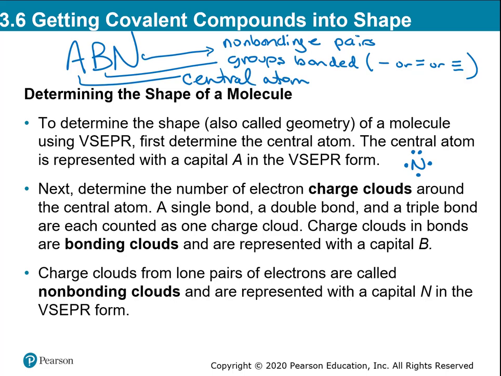So non-bonding electron pairs, it's not a single electron, it's always going to be a pair. If we have 1, like nitrogen, 1 pair, N would be a 1. With oxygen, how many non-bonding pairs does oxygen have? It's always going to have 2.